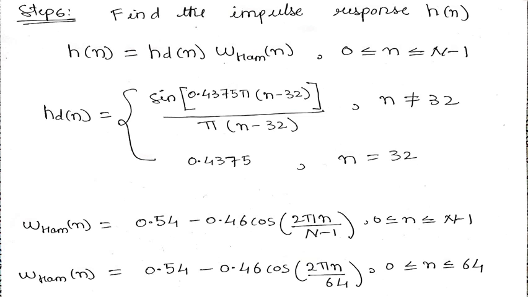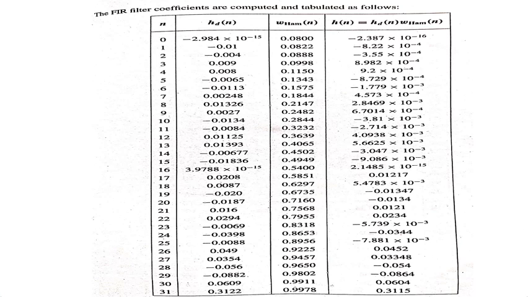After computing hd of n, let us write the window function. In this numerical we'll be using the Hamming window, and the function for the Hamming window is defined as 0.54 minus 0.46 cos of 2 pi n divided by N minus 1. Now in this step we need to tabulate the values of hd of n, the window function, and also compute h of n. To tabulate hd of n, we need to substitute the value of small n from 0 to 64 in the equation which we obtained in the previous step.